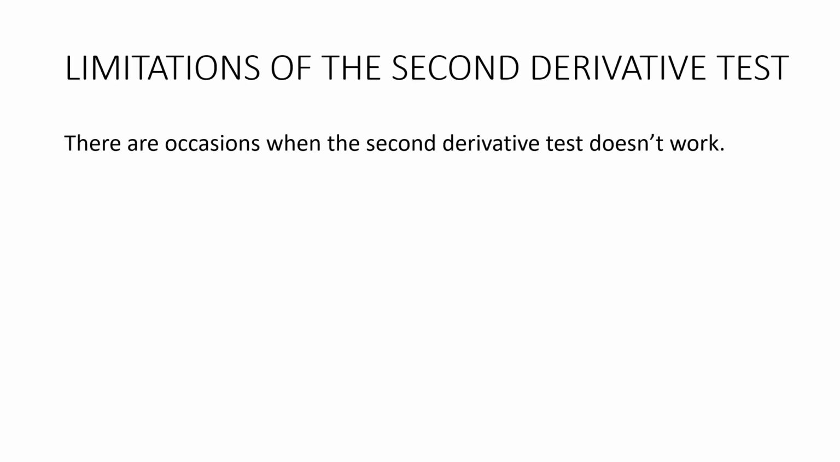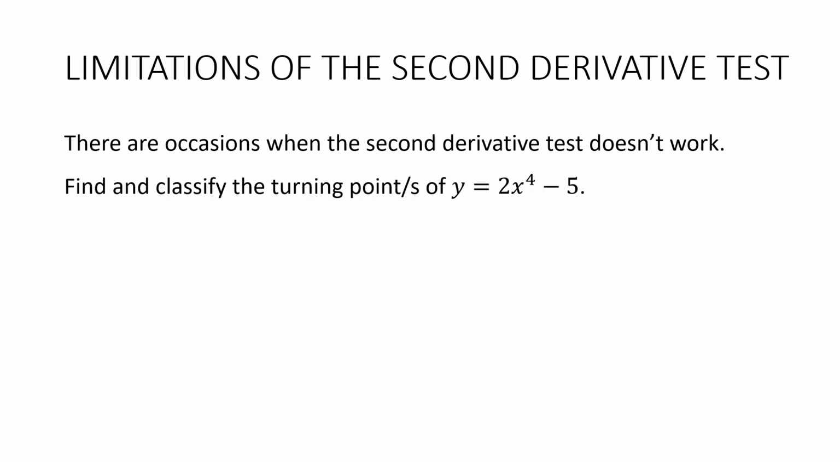Now there are occasions when the second derivative test doesn't work. Let's find and classify the turning point or points of y equals 2x to the power of 4 minus 5. So we'll differentiate, we get 8x cubed. And we're going to put that equal to 0. And obviously x is equal to 0.